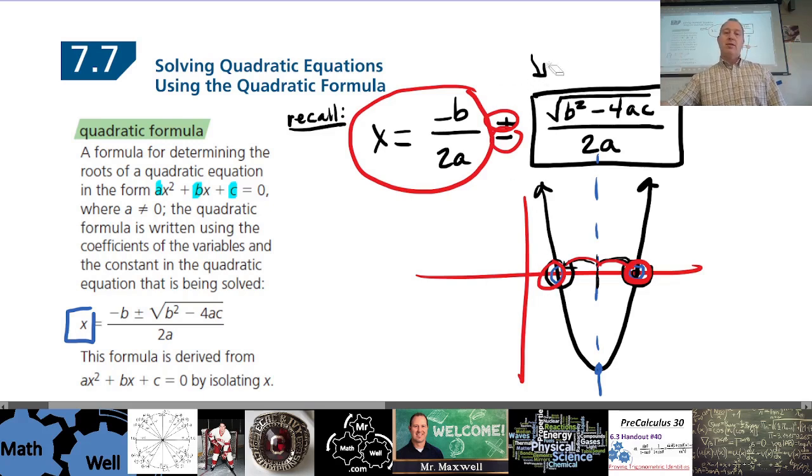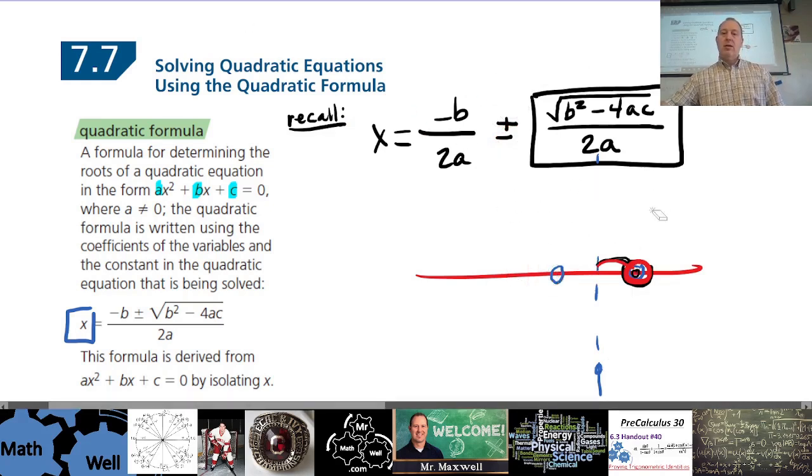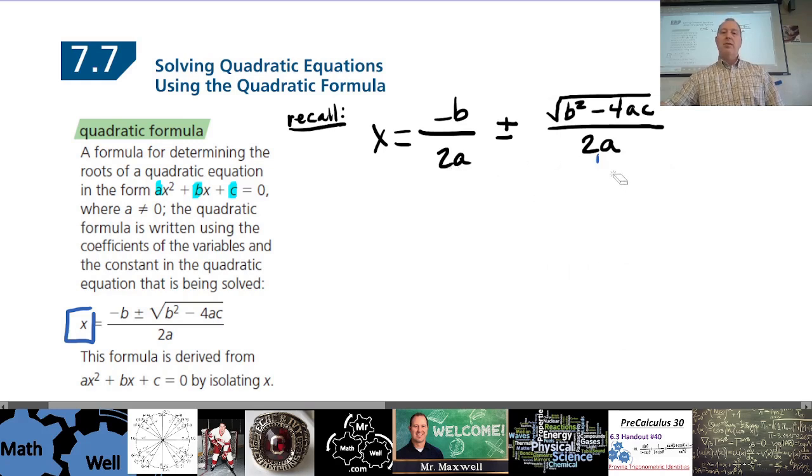Now, if we put this all together, and I'll erase this now, mathematically I have a common denominator, so I can just write this as x equals negative b plus or minus the square root.